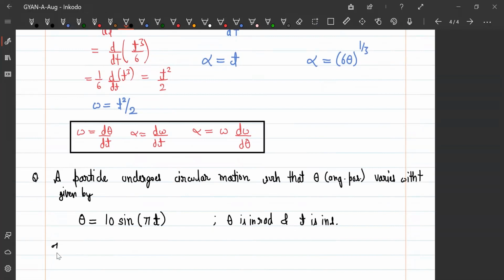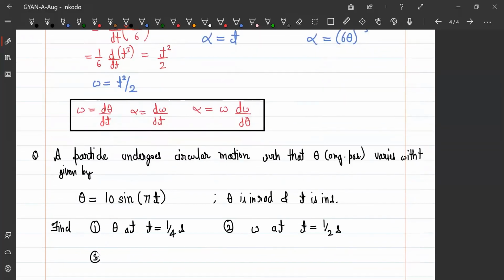You have to find, first thing, theta at t is equal to 1/4 second. Second thing, find omega at t is equal to 1/2. Then find alpha at t is equal to 1/3 second.